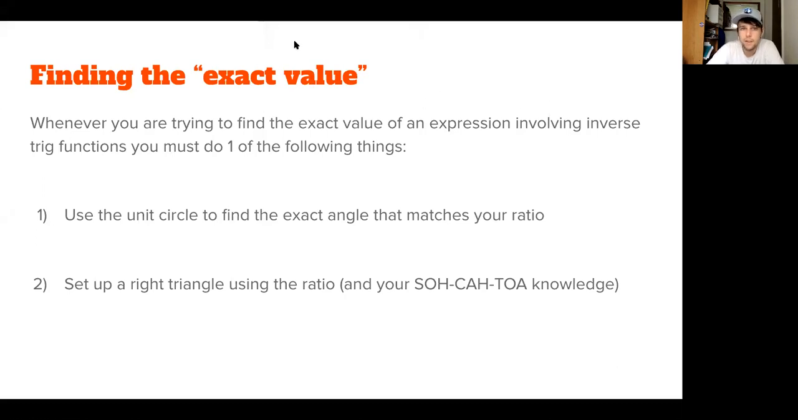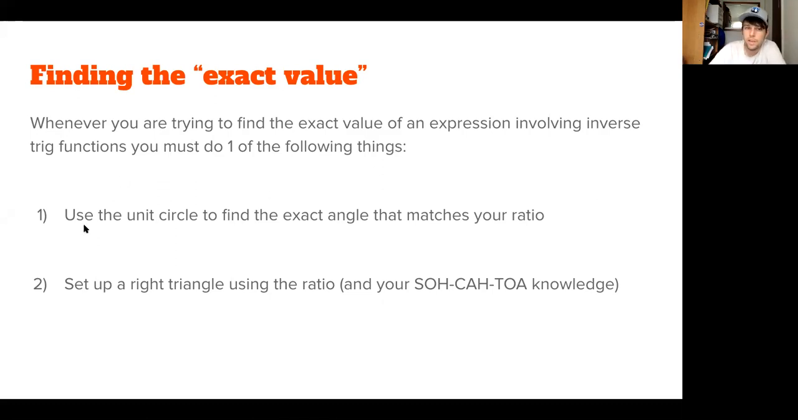Finding the exact value. This is something that you're going to be asked a lot. Usually that involves 2 different processes depending on the problem. Either use the unit circle to find the exact ratio that matches your angle, that matches your trig function in the right range. So for cosine inverse, it would be between 0 and pi. For sine inverse, it would be between negative pi over 2 and pi over 2.